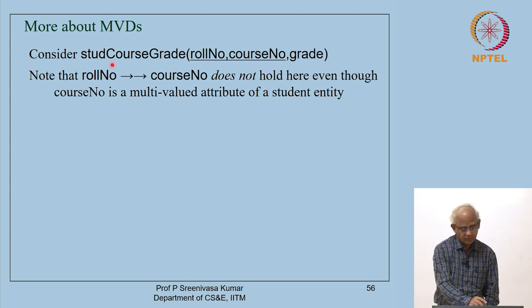Now, let us look at this slightly different relation scheme, student course grade. I have roll number, course number, but then grade. Actually the grade depends on roll number and course number. So, even though the course number is in fact a multi-valued attribute of roll number, just because having a multi-valued attribute does not mean that we will have a multi-valued dependency. I want to illustrate that.